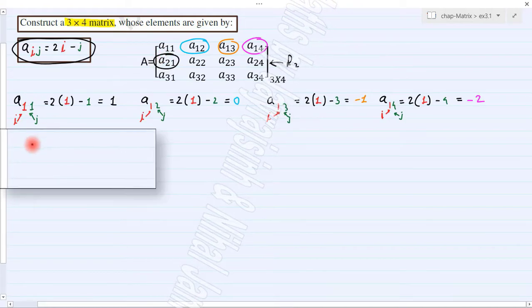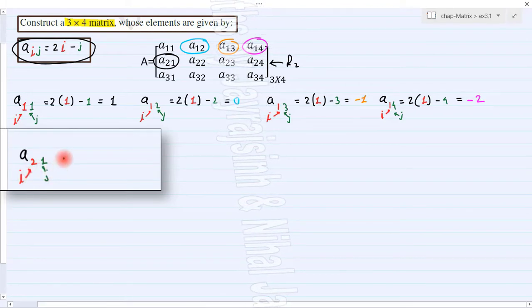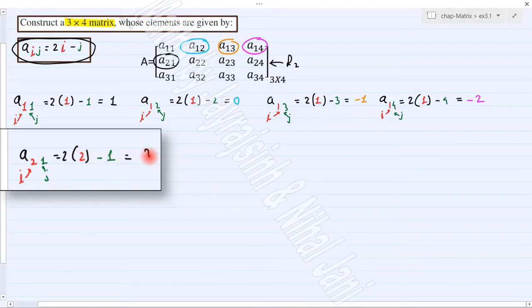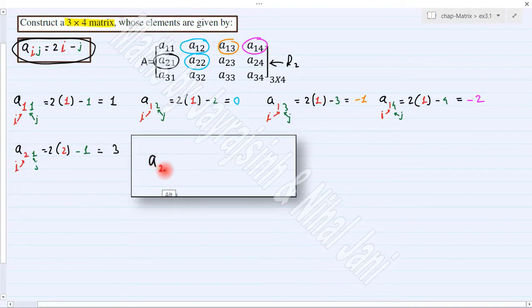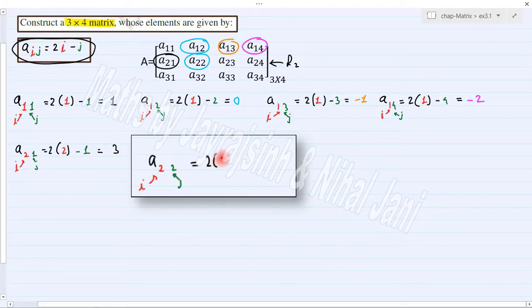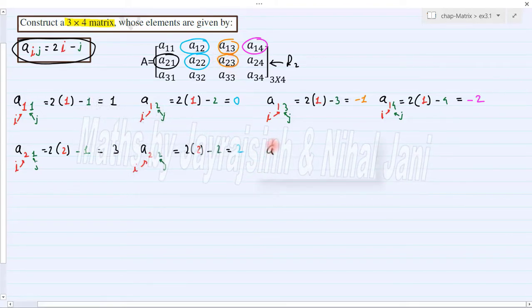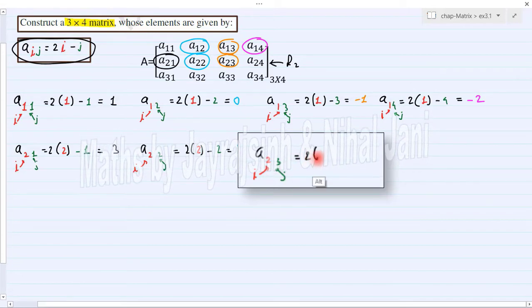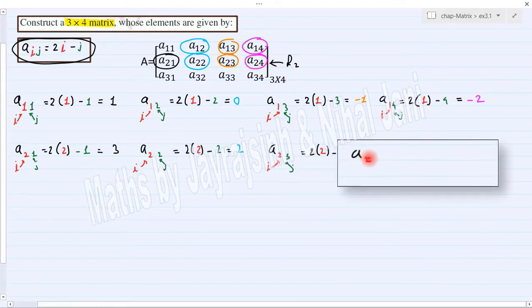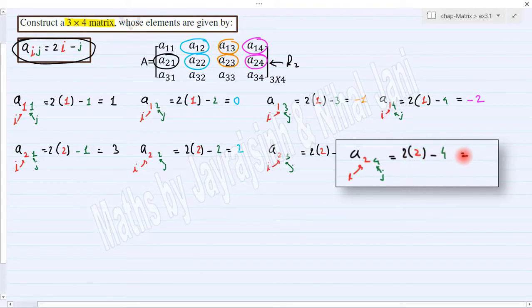The first element is A21. Your i is 2 and j is 1. So we will get 2 times 2 minus 1, or we can say 3. Then A22, i will be 2 and j will also be 2. So we'll get 2 times 2 minus 2, which will give us 2. Then next element A23 will be 2 times 2 minus 3, or we can say 1. Similarly, the last element of the second row will be 2 times 2 minus 4, or we can say 0.